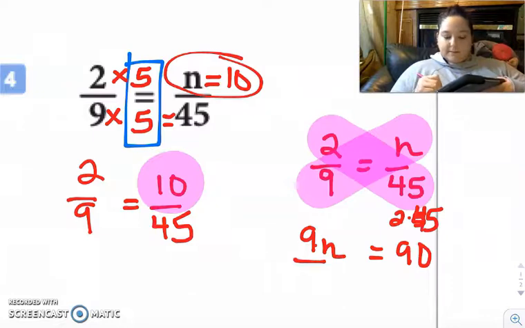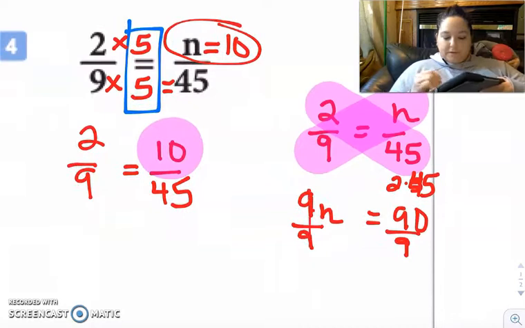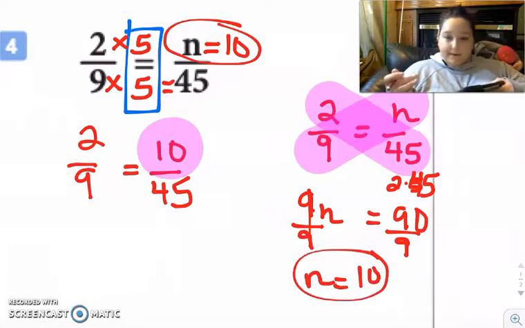The opposite of times 9 is divide by 9. So 9 divided by 9 is 1n, and 90 divided by 9 is 10. So notice we still got the same answer. We just worked with a little bit bigger numbers.